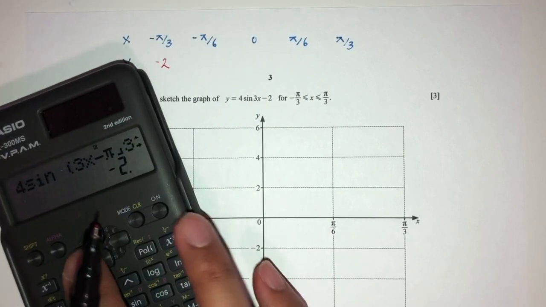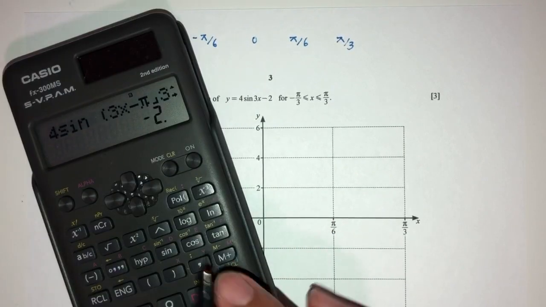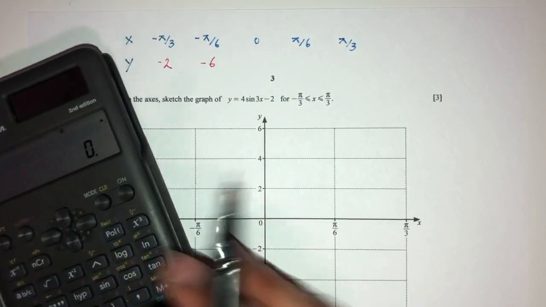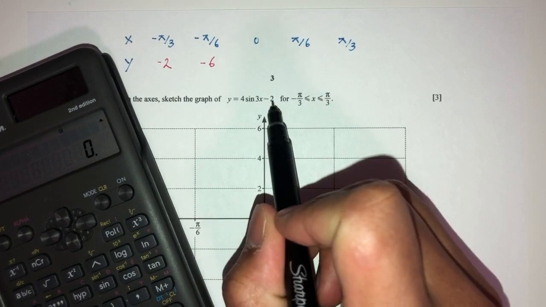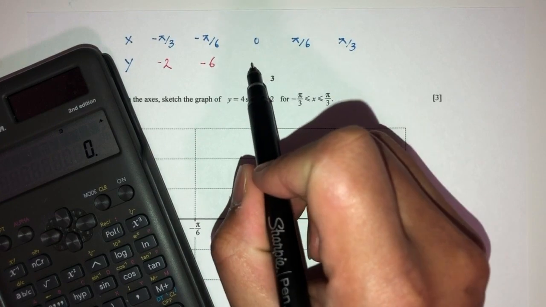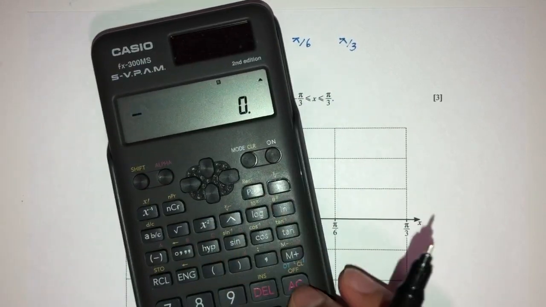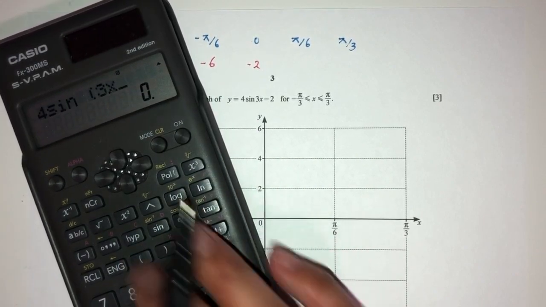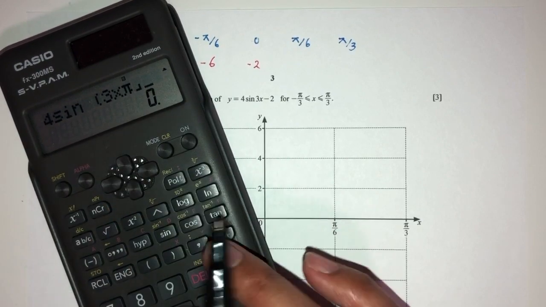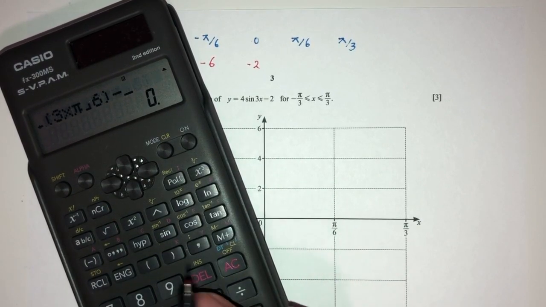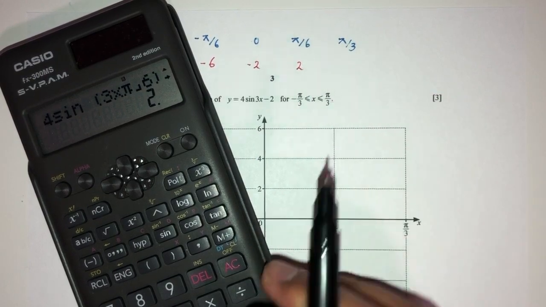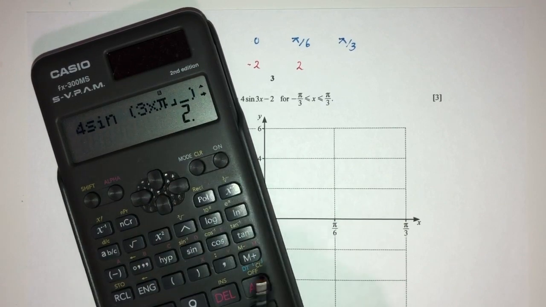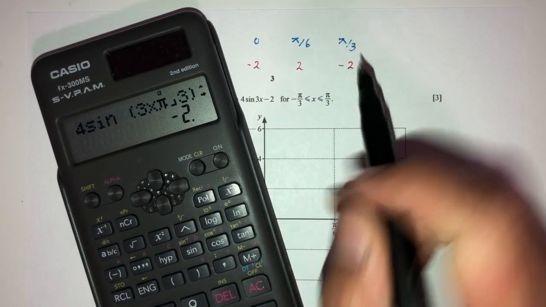Now when x is equal to minus pi over 6, let's see what happens. So we want to replace that. That should be minus 6. When x is equal to 0, this will become 4 times 0 minus 2, so this whole thing will become minus 2. Now pi by 6, we have 4 sine of 3 times pi by 6, minus 2. That gives you 2. And then what else? We have pi by 3, minus 2.